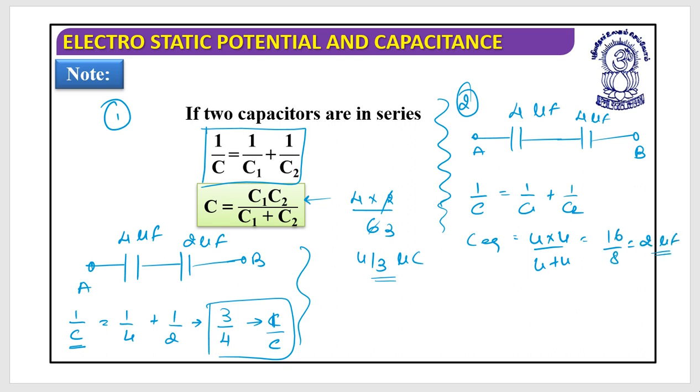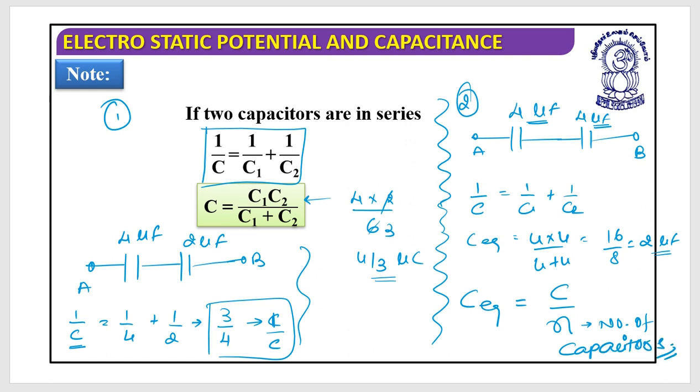But now, very important, look at this: both the capacitors are of the same value. If they are of the same value, what I can have is C equivalent is equal to C divided by N, where N is the number of capacitors. But this can work only if all the given capacitors have the same value. So if it is 4 and 4, the answer would be 2. That's it. I hope you will remember these two points.